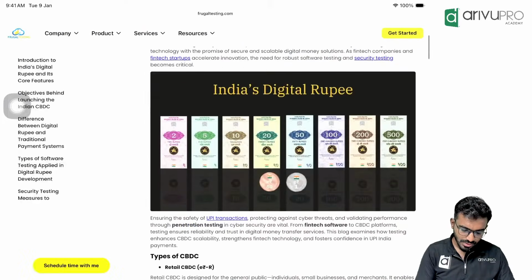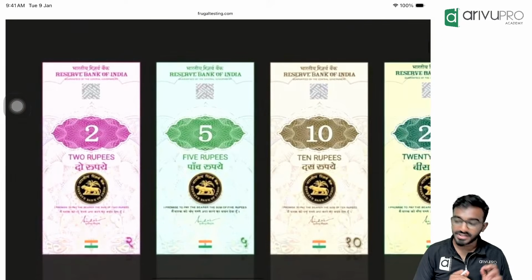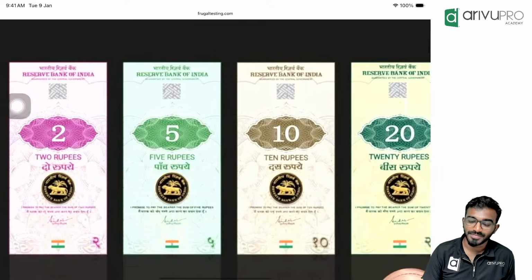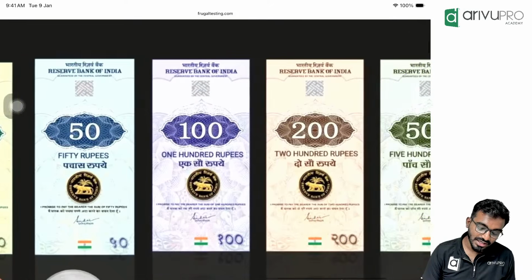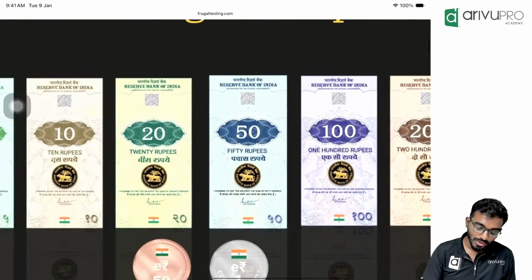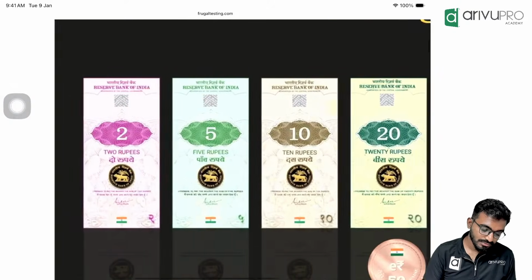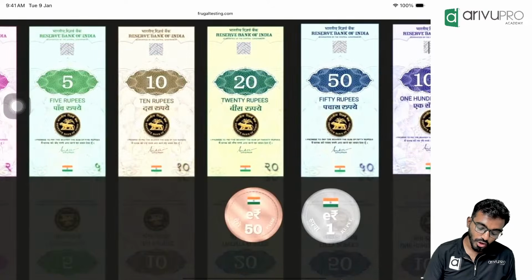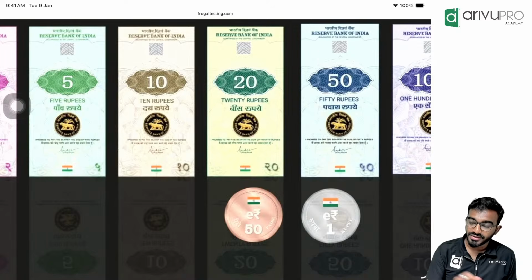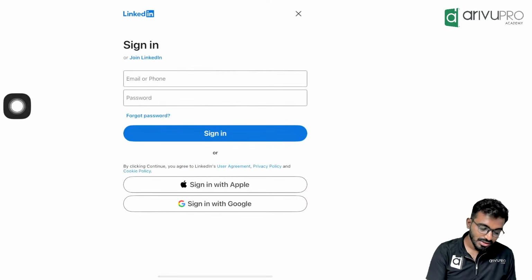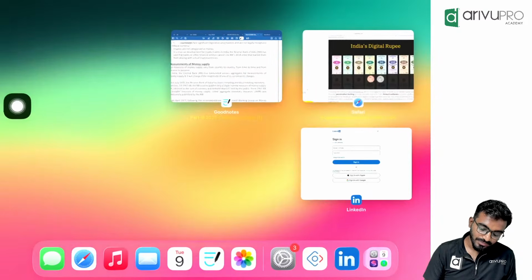Yeah, see. This is CBDC, Central Bank Digital Currency. Rather than printing in the form of paper, we have issued in the form of digital way. So going further, this will be the legal tender in the country. Already it is a legal tender, but usage is very minimal. Up to 500 rupee notes: 2 rupee, 5 rupee, 10, 20, 50, 100, 200, 500. Coins are 50 paisa and 1 rupee. This is CBDC, already a legal tender. Instead of printing in the form of paper, we are issuing in the form of digital way.